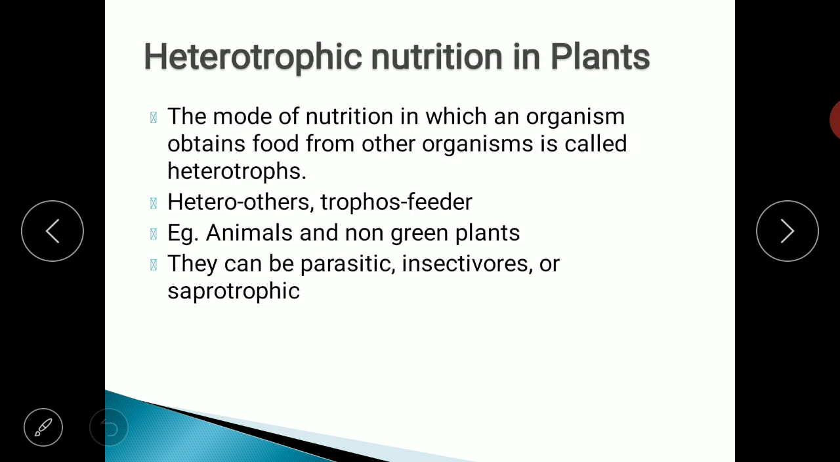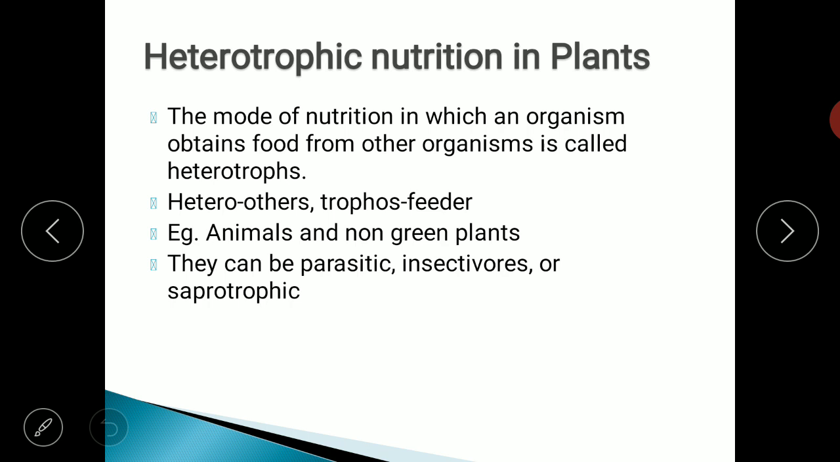Heterotrophic nutrition in plants. Students, have you ever seen plants that are not green? Plants that do not have chlorophyll cannot carry out photosynthesis. Then, how do you think they obtain their food? These plants depend on other plants for food.